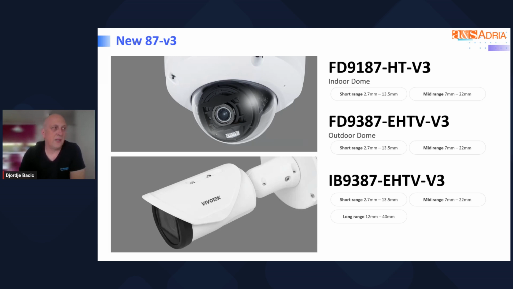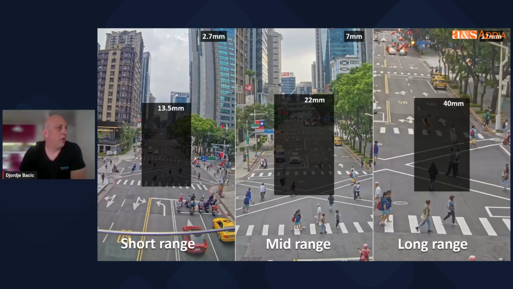And you see, this is the standard camera model. It's not a traffic-specific model, so it can be used in all other installations. This is how it looks on the street: short range, mid range, and long range, with the 2.7 millimeter lens, and the 13.5, 7 to 22, and 12 to 40 millimeter lenses. That means we can cover every demand with this wide range of cameras.